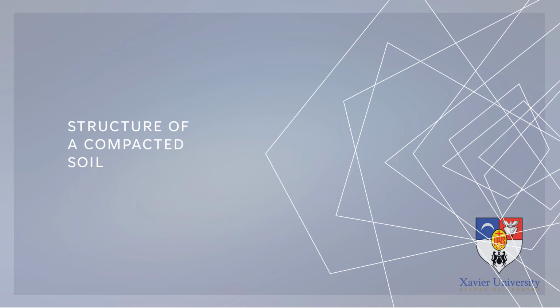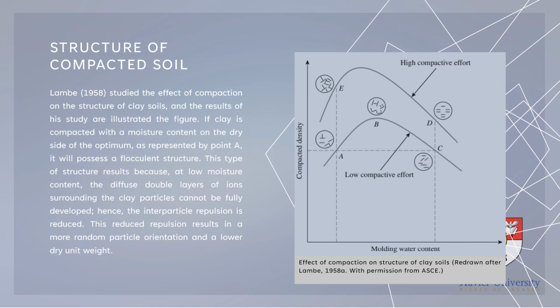So now let us talk about the structure of a compacted soil, that is, the arrangement of the particles of the soil during compaction. Lambe studied the effect of compaction on the structure of clay soils, and the results of his study are illustrated here, no? If a clay is compacted with a moisture content on the dry side of the optimum, as represented by point A, it will possess a flocculent structure.